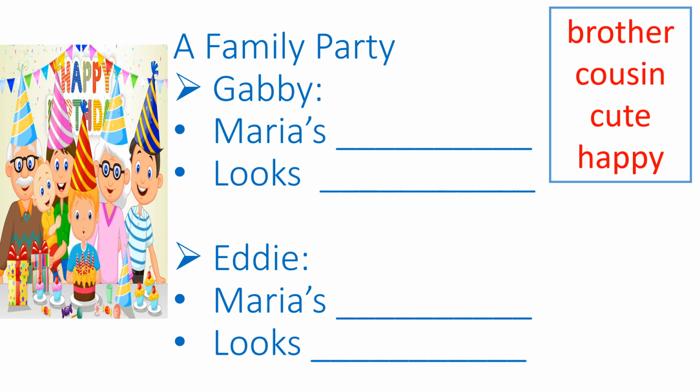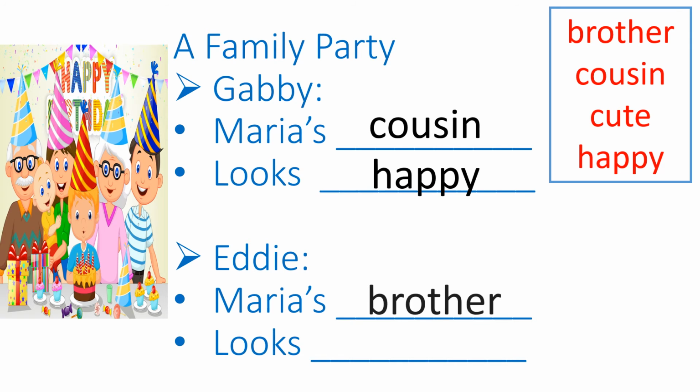Now let's check. A family party. Gabi. So Gabi is Maria's cousin. Gabi looks happy. Now let's have Eddie. Eddie is Maria's brother. And Eddie looks cute.